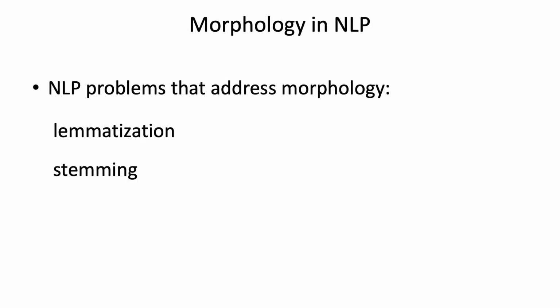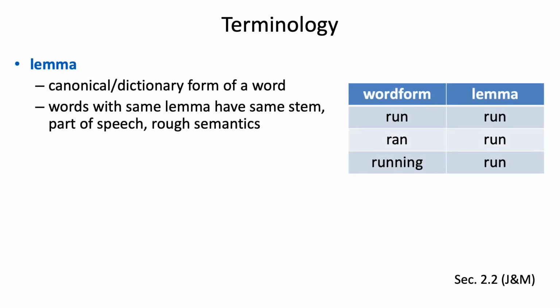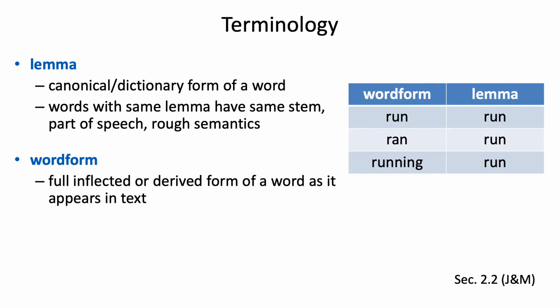For handling morphology in NLP systems, there are two main types of problems we consider: lemmatization and stemming. First, some terminology. A lemma is the canonical or dictionary form of a word, the form you would look up if you wanted to look up the word in a dictionary. Words with the same lemma typically have the same stem, part of speech, and meaning, roughly speaking. The word form, by contrast, is the full inflected or derived form of the word as it would appear in a text corpus.